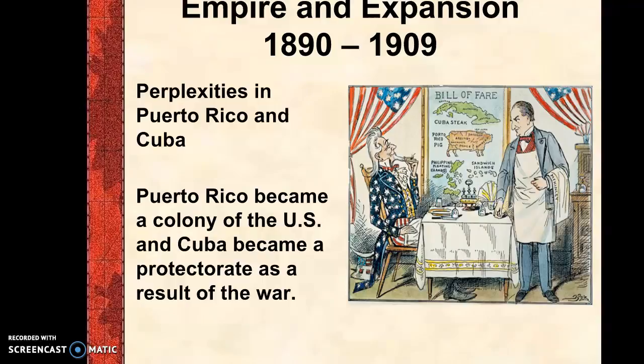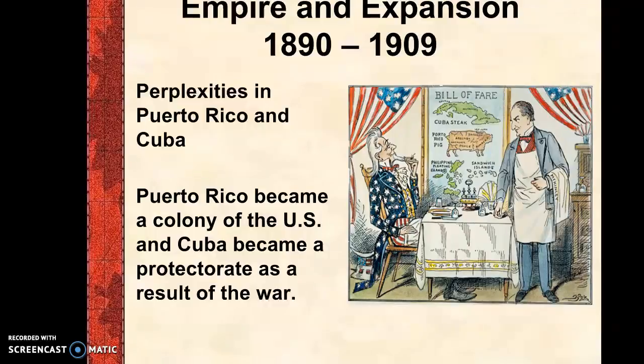Perplexities in Puerto Rico and Cuba. Puerto Rico became a colony of the U.S., and Cuba became a protectorate as a result of the war. The United States had a quote-unquote special relationship with Cuba, and that would continue all the way up until the 1950s when Castro took over Cuba and ended that relationship.